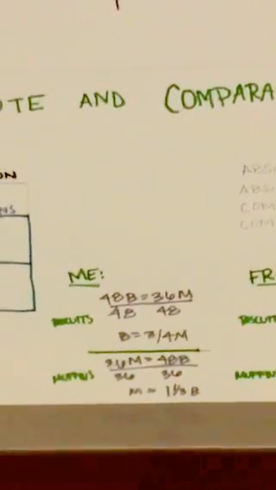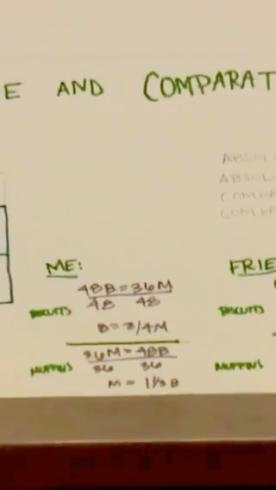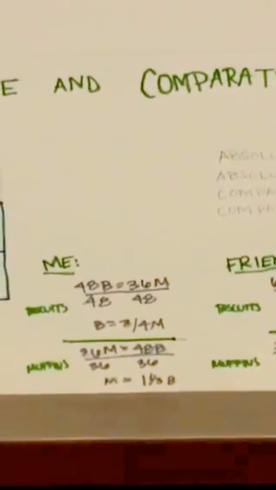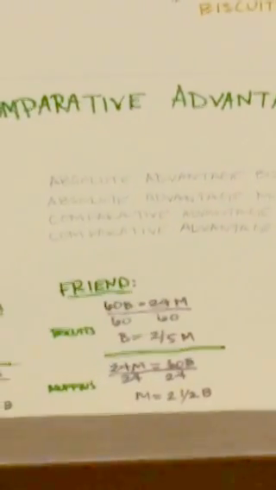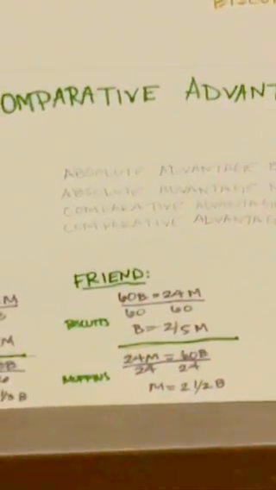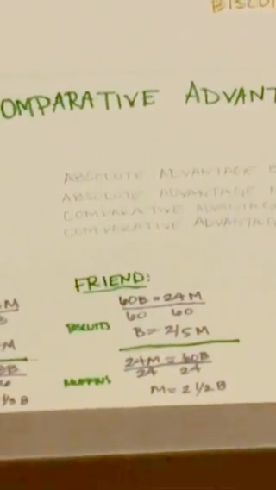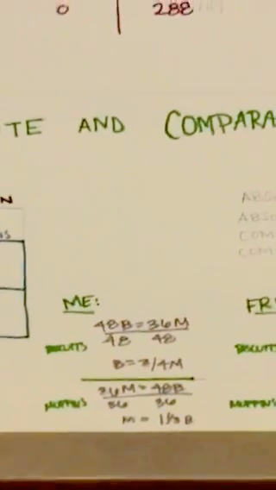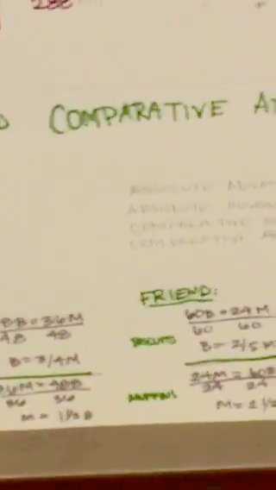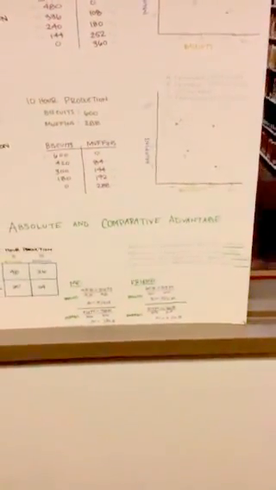We start with 48B equals 36M. We go ahead and divide each by 48. That leaves us with B equals 3/4 M. And my friend has 60B equals 24M. Divide each by 60. Leaves B equals 2/5 M. When we see who has the lower opportunity cost, we see that my friend has a 2/5. So she has the comparative advantage on the biscuits.